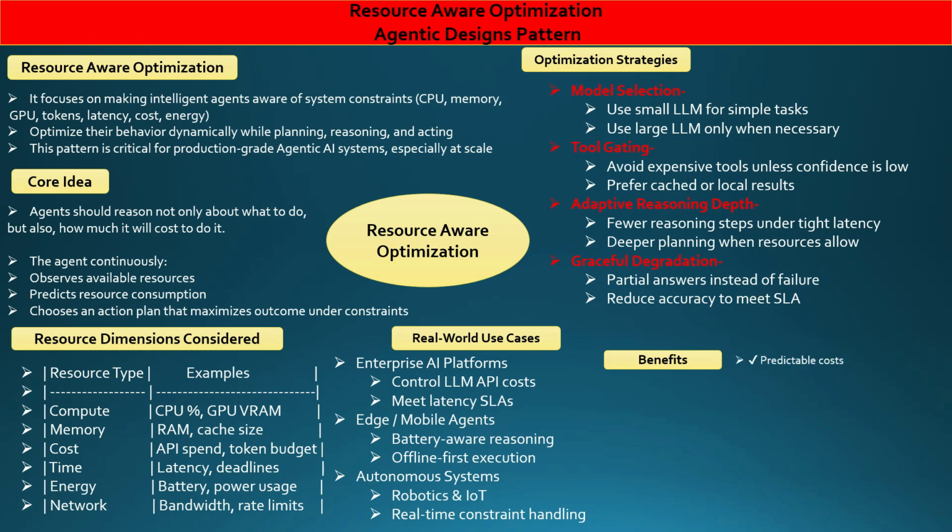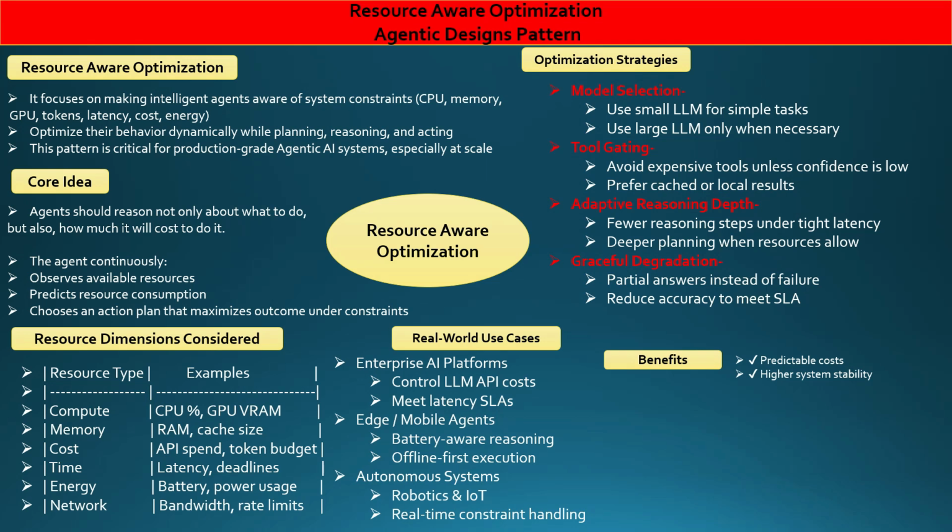First is predictable costs. The agent actively controls how much it spends on LLM tokens, API calls, compute, CPU and GPU. Next is higher system stability. The system avoids crashes, overloads and cascading failures. But why does this matter? Production agents face GPU out-of-memory errors, memory leaks and rate limit failures.